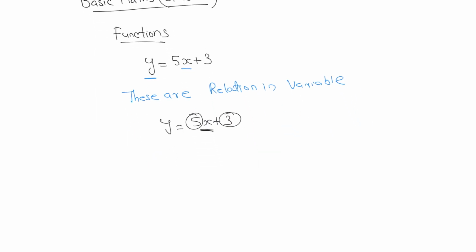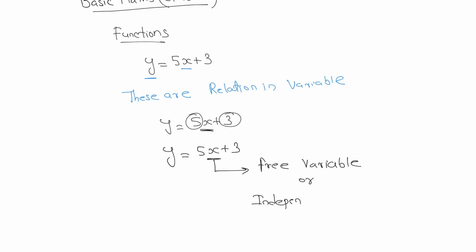Now, the relation between these variables is nothing but a function. For a function like y is equal to 5x plus 3, in this form, in general, we'll change the value of x, and depending upon that, we'll write the value of y. So according to our convenience, we can put any value for x. So this x is nothing but a free variable, or it is also known as an independent variable.